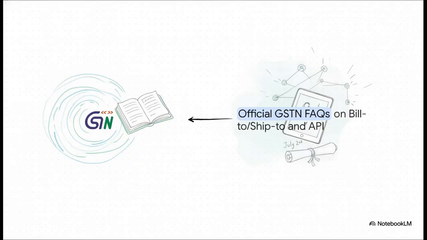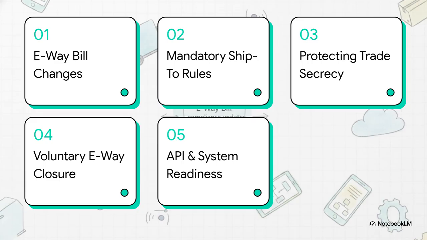To make sure we're getting this right, we're drawing directly from the official Goods and Services Tax Network FAQs that dropped on July 2nd. So no speculation here, just the hard facts straight from the source documents. This is exactly what your systems need to be ready for. Here's our roadmap for today. We'll briefly hit the 2026 e-way bill changes, then look at the mandatory Ship-to rules, talk about protecting trade secrecy, cover voluntary e-way bill closure, and finally wrap up with API impacts and system readiness.